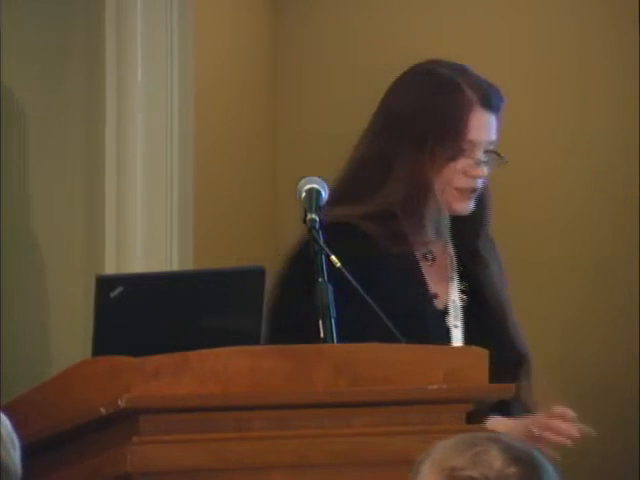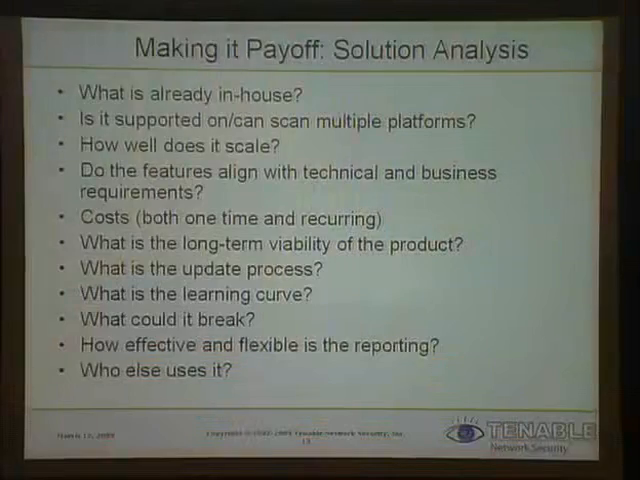So, analyzing solutions. Look at what is already in-house. But the important thing is you don't want to tailor the program to what your tools are. You may have something in-house that works. You may have something that will integrate very well with other tools you want to bring in. Is it supported on and can it scan multiple platforms? How scalable is it? Do the features of it align with technical and business requirements? What's the cost, both one-time and recurring?